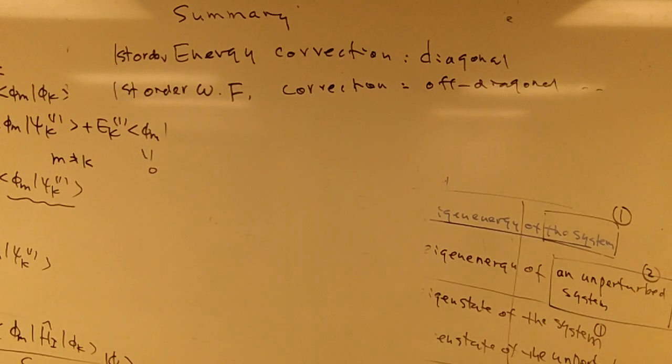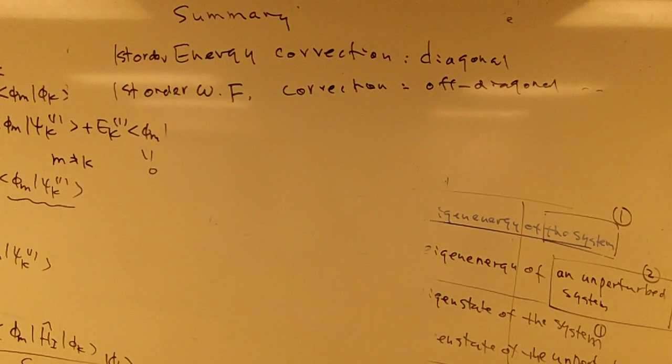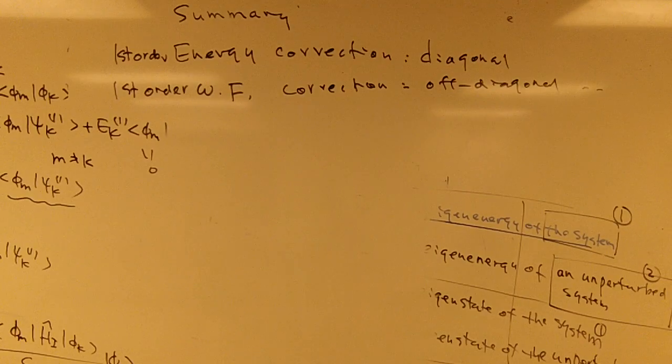Yes, go ahead, Aisha. We also left multiply equation 5.1.15 by phi sub k and integrate: phi sub k H naught hat psi sub k to the second order plus phi sub k H sub I hat psi sub k to the first order equals epsilon k times phi sub k psi sub k to the second order plus epsilon k to the first order phi sub k psi sub k to the first order plus epsilon k to the second order phi sub k phi sub k.